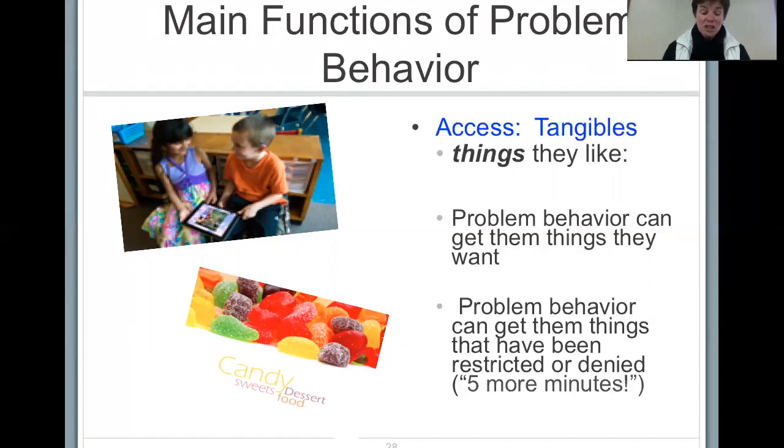Sometimes when we deny a child something, she will engage in problem behavior in order to get it. As adults, sometimes giving in and letting her have what she wants is easier, less embarrassing, and less stress. Children are quick to learn that engaging in bad behavior will get them access to that toy they really want, or will get them 5 more minutes at the playground, because we aren't always willing or able to fight that battle with them. The next video clip is an example of a child wanting a tangible item.